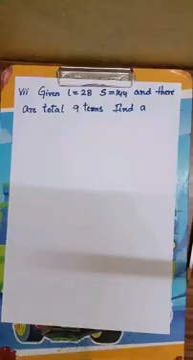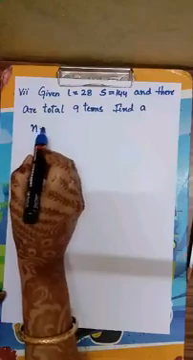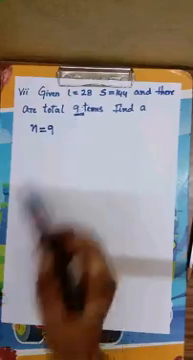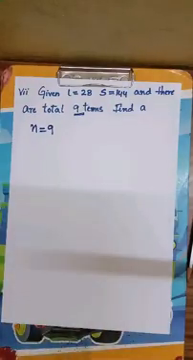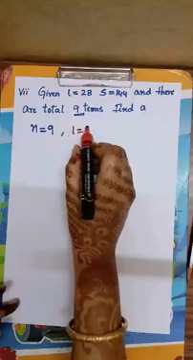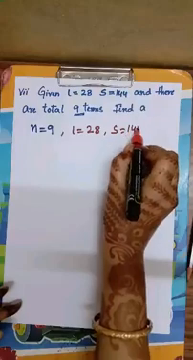7th question, last question of this bit. Given l is equal to 28, S is equal to 144 and there are total 9 terms. That means n is equal to 9. It is given that there are total 9 terms. l is nothing but the last term, that is the an term, 28 is given. S is equal to 144.